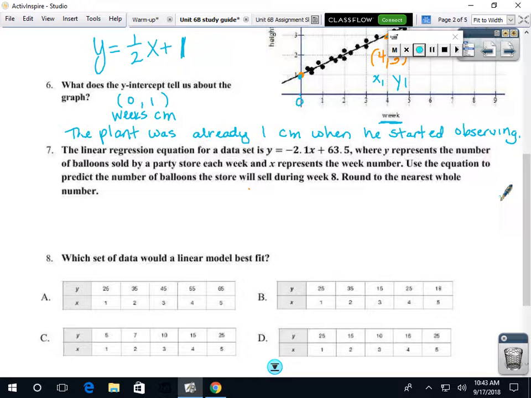Okay, number 7. The linear regression equation for a data set is y equals negative 2.1x plus 63.5, where y represents the number of balloons sold by a party store each week and x represents the week number. Use the equation to predict the number of balloons the store will sell during week 8, round to the nearest whole number. Now remember, you're going to have a test that you can write on. You can underline things, you can circle things. So what's some important information here?